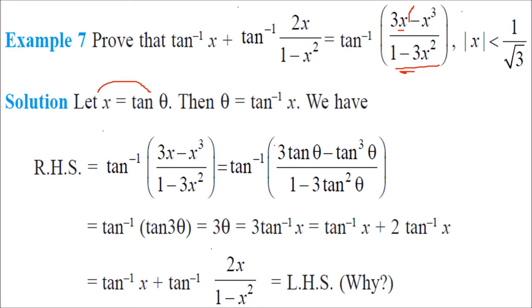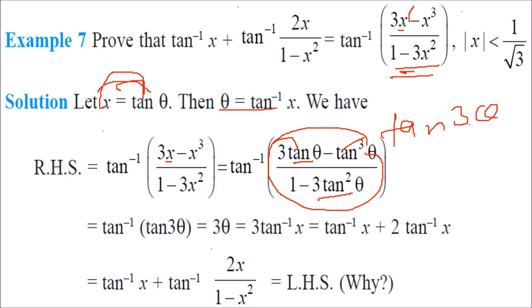So this will be 3 tan theta minus tan cube theta by 1 minus 3 tan square theta. And of course, if x is equal to tan theta, theta will be equal to tan inverse x, because we are going to replace it anyway in the end. So tan inverse, we are taking the right hand side. For x, we are replacing with tan theta. So 3 tan theta minus tan cube theta by 1 minus 3 tan square theta. This is nothing but tan 3 theta. This is the formula of tan 3 theta.